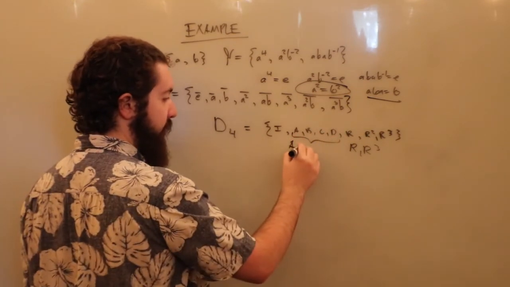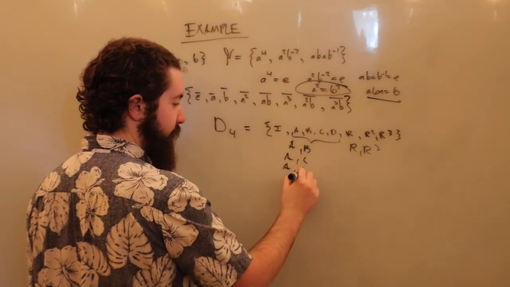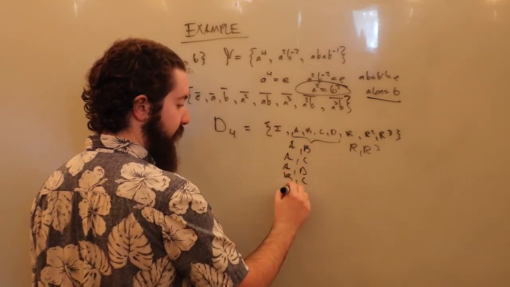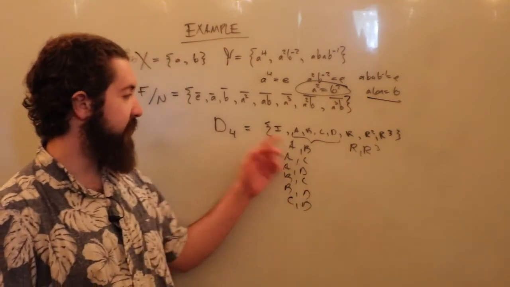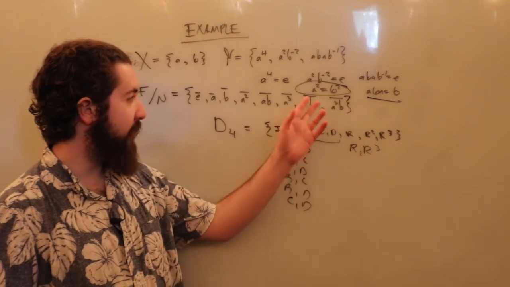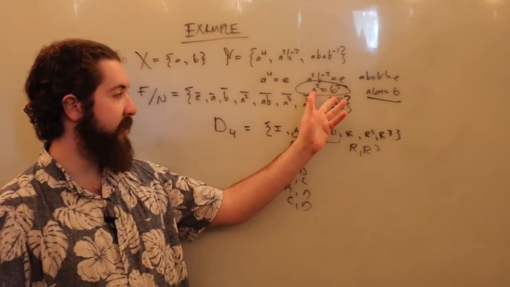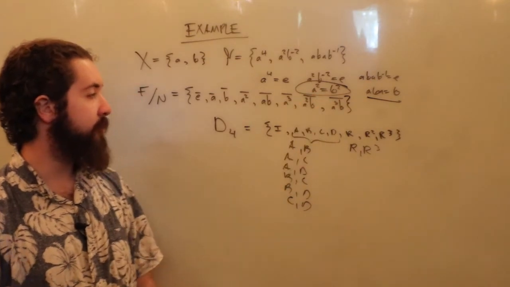So AB, AC, AD, BC, BD, and CD. So we have a bunch of possibilities here. These are going to be the only ones which satisfy, the only pairings AB, non-identity elements, and distinct, of course, which satisfy A squared is equal to B squared.